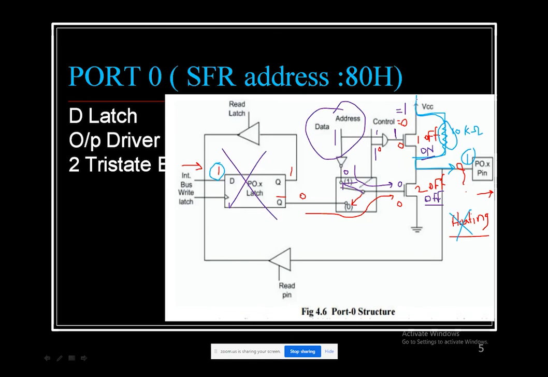So if this is on, VCC will get the path to flow in this direction, and whatever it is, the 1 over here, will reach the output pin. So this is how it will work as an input output pin as well as the data or address line. So this is what we will limit today's lecture to, port 0. Port 1, port 2 and port 3 we are going to learn in the coming session.